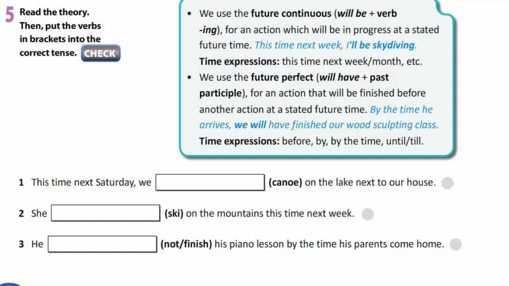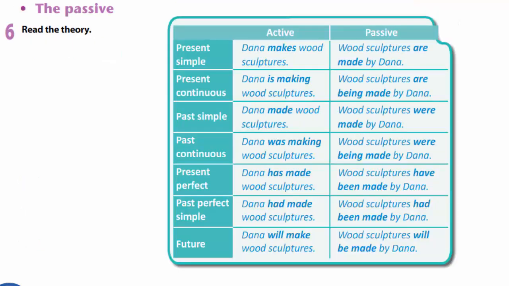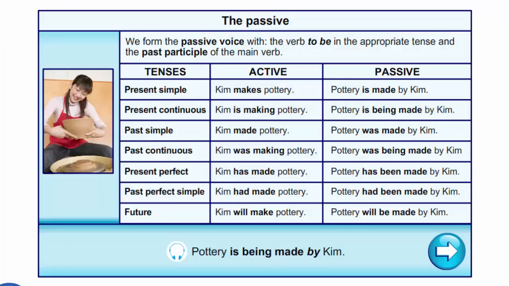In exercise 6, we'll remember the passive voice. Let's read the theory and listen to the rules. We form the passive voice with the verb to be in the appropriate tense and the past participle of the main verb. Look at the tenses. They are present simple, present continuous, past simple, past continuous, present perfect, past perfect simple, and future.